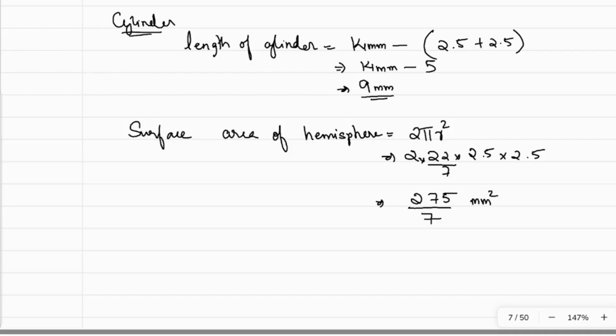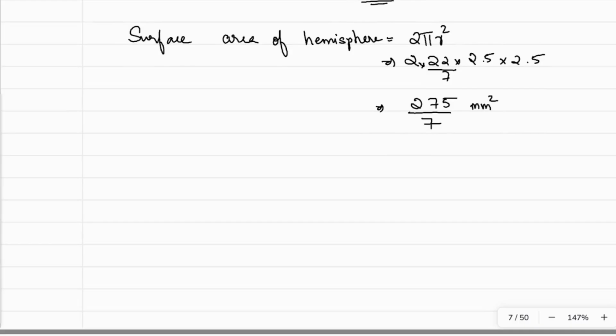How many hemispheres are there in total? There are 2 hemispheres in total. Therefore, the area of 2 hemispheres is equal to 2 into 275 by 7, right? This value we can find at the end, no issues.